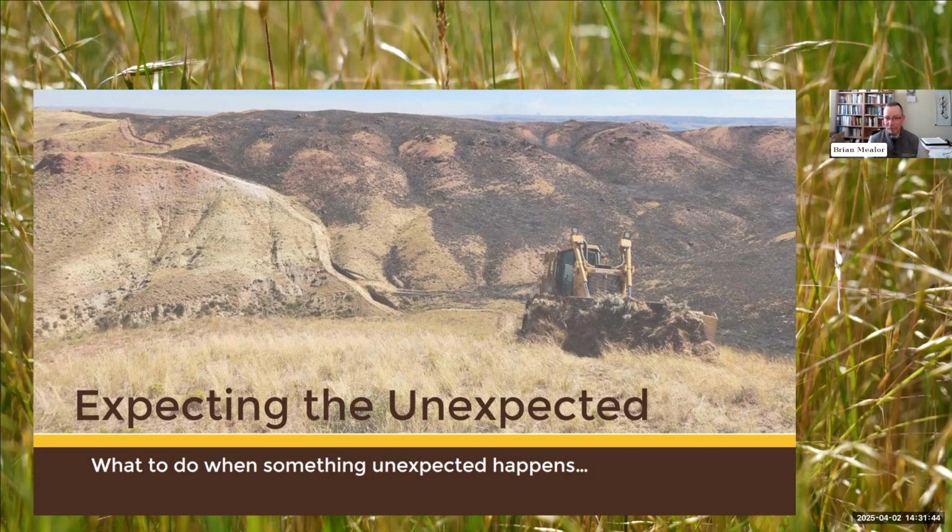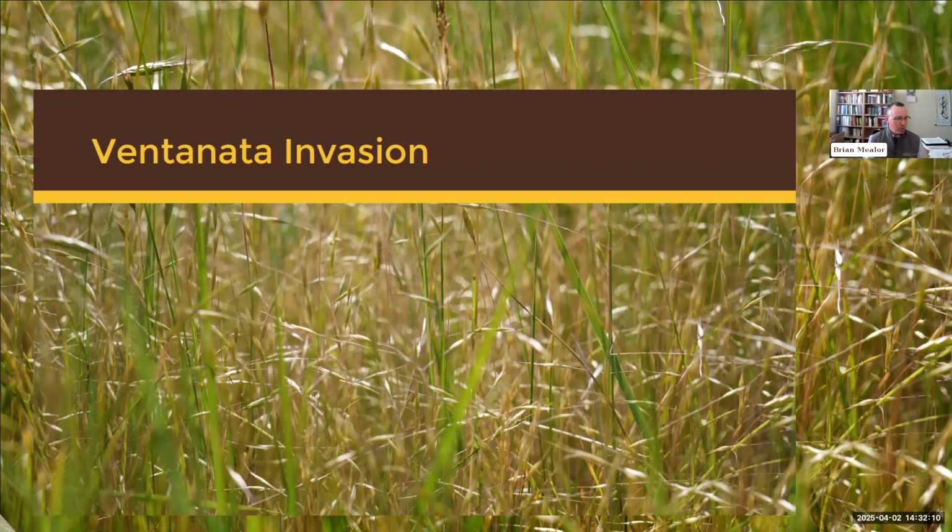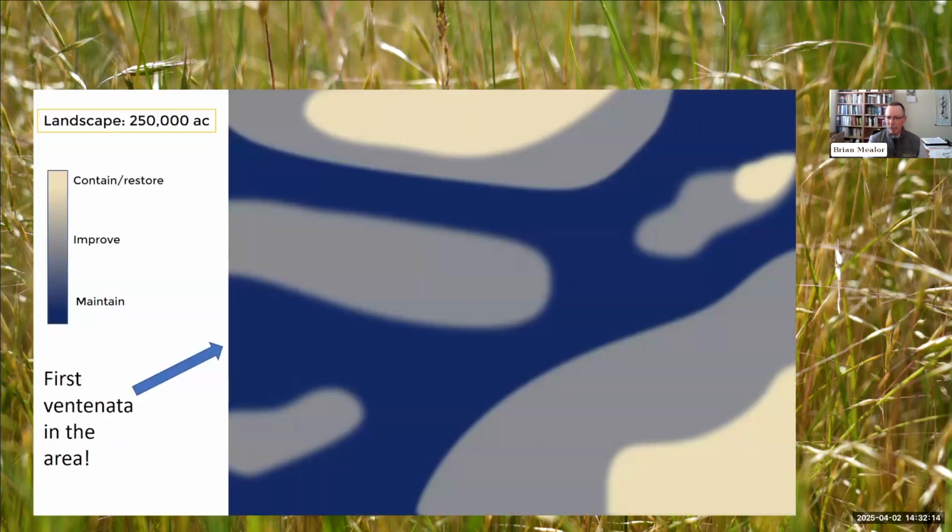We were talking specifically about cheatgrass in our planning scenario. So our first curveball scenario is we've already had our big management plan. But then what happens when the first ventenata shows up in your entire 250,000 acre watershed?